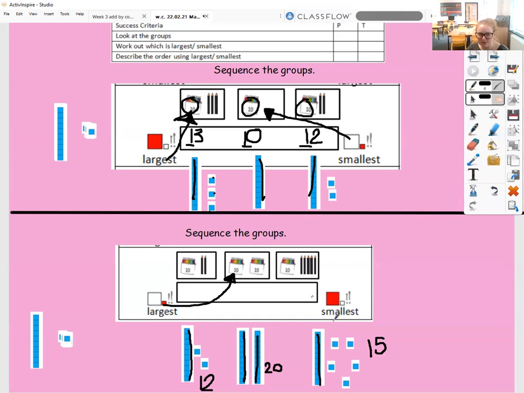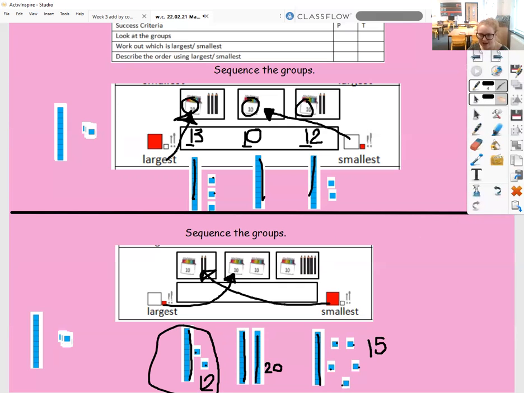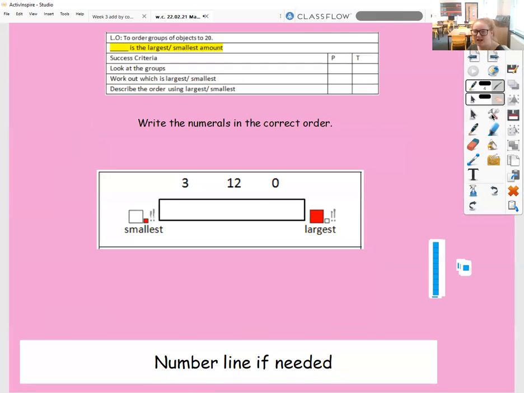Now I want to know the smallest amount. So this number 12 has 1 10 and 15 has 1 10. So now we're going to look at the ones. So 12 has 1, 2 ones. And 15 has 1, 2, 3, 4, 5. So which is the smallest amount? 2 or 5? Well, I know the smallest amount is 2 because 2 is smaller than 5.